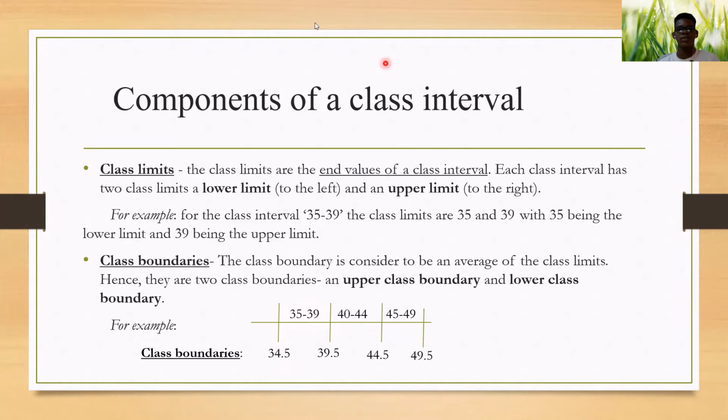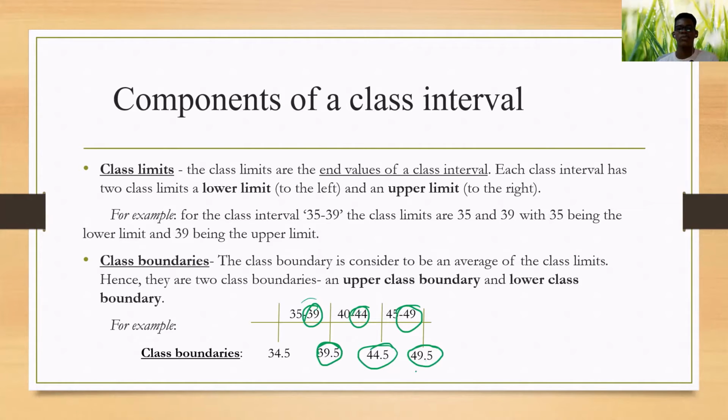Let's see if anybody is paying attention. You notice with the values, same here. You can look at this one. This is 40, this is 39.5, this is 44, this is 49.5. You might see it better if you look at the upper limits and the upper boundaries. The upper limit is 39, and the upper boundary is 39.5. The upper limit is 44. The upper boundary is 44.5. The upper limit is 49. The upper boundary is 49.5.